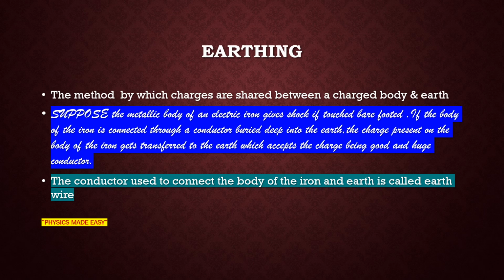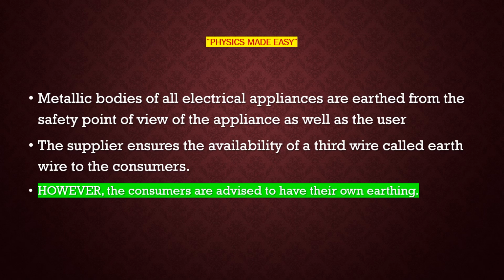Earthing. Earthing is a very important topic. This is a method by which charges are shared between a charged body and the earth. Suppose the metallic body of an electric iron gives a shock if touched barefooted. If the body of the iron is connected through a conductor buried deep in the earth, the charge present on the body of the iron gets transferred to the earth, which accepts the charge, being a huge conductor. The conductor used to connect the body of the iron and the earth is known as the earth wire.